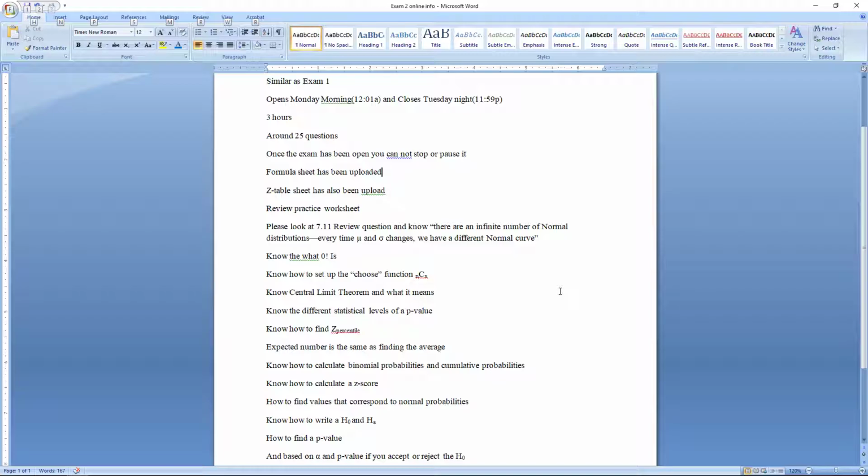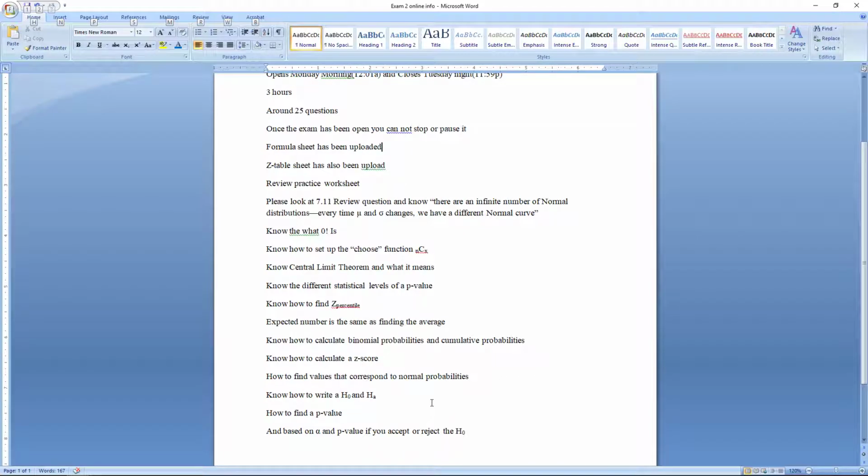Also know how to write a null hypothesis and an alternative hypothesis, with the null hypothesis stating no difference. So whatever the population mu is, your null hypothesis is mu equals the population value at that specific time. It always equals something, and remember that your alternative hypothesis is going to be the one that states a difference. It's the one that you're actually looking for.